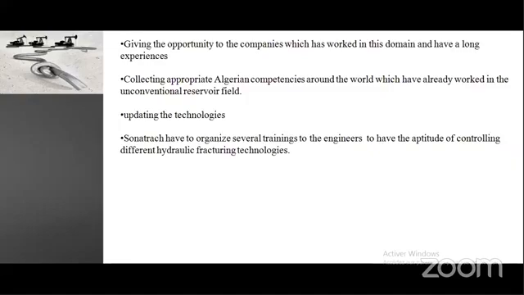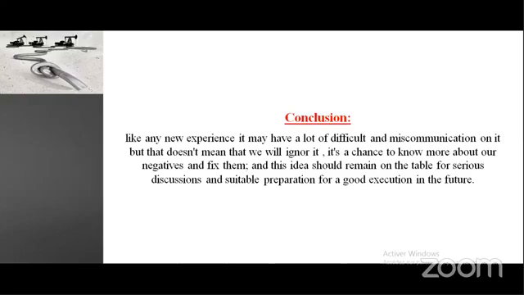Sonatrach has to organize training for the engineers to have the aptitude to control different hydraulic fracturing technologies. In conclusion, like any new experience, it may have a lot of difficulty and miscommunication, but that doesn't mean that we will ignore it. This is a chance to know more about our negatives and fix them, and this idea should remain on the table for serious discussion and suitable preparation for a good execution in the future.